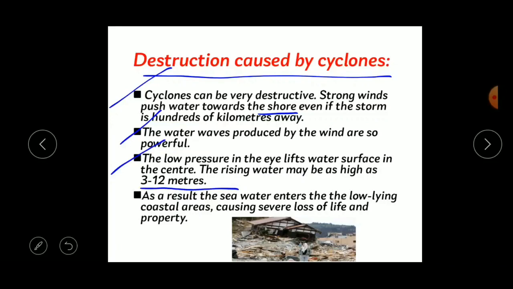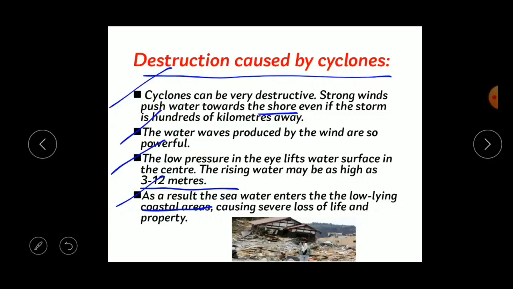Okay, so the next point is as a result the sea water enters the low lying coastal areas, causing severe loss of life and property. When these high waves hit the shore, the sea water enters the low lying coastal areas, meaning the area near the sea. The area near the sea is called the coastal area. So it results in the destruction of life and property to a great extent, right?